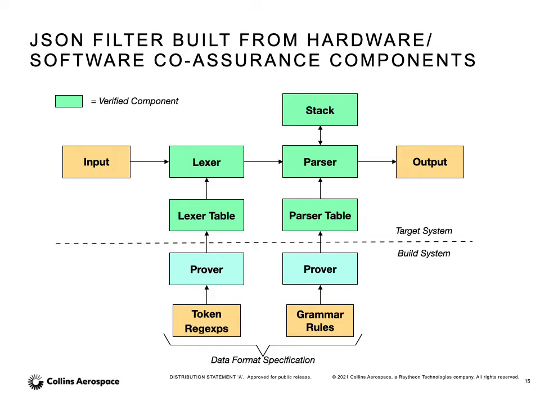The resulting JSON filter, built from hardware-software co-assurance components, is depicted schematically on this slide. The input is first presented to the lexer, which produces a stream of lexemes, which are then passed to the parser. The parser utilizes its rule stack to parse the input tokens and produce filter output, or no output if the input is not legal JSON. Both the lexer table and parser table are generated offline using a verified lexer generator and parser generator as previously described. Thus, we have a transfer of verified data from the build system to the target system, in both hardware and software form.